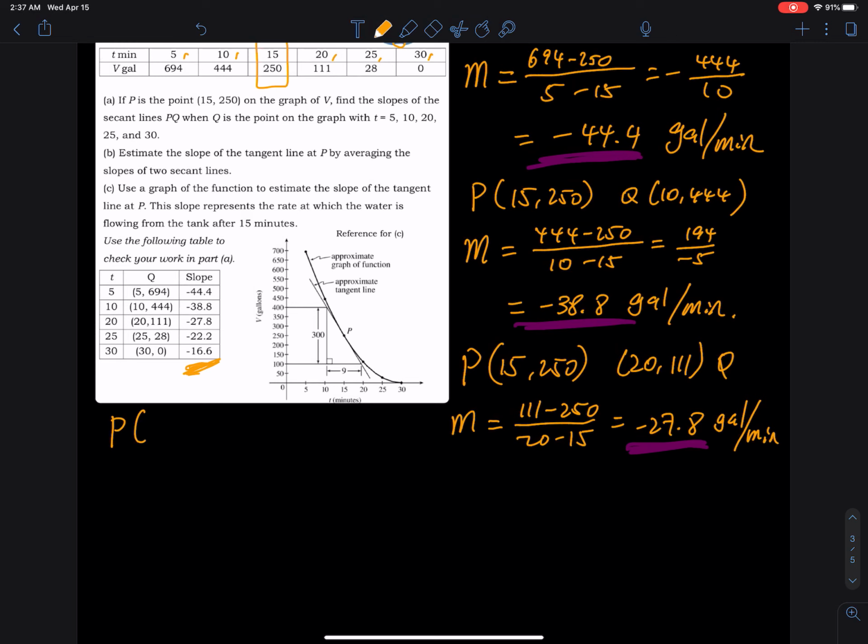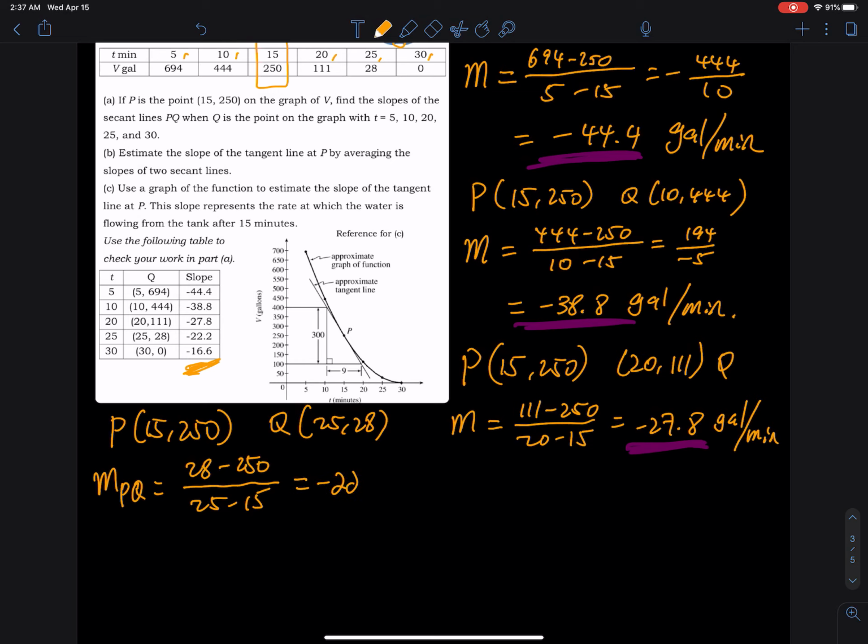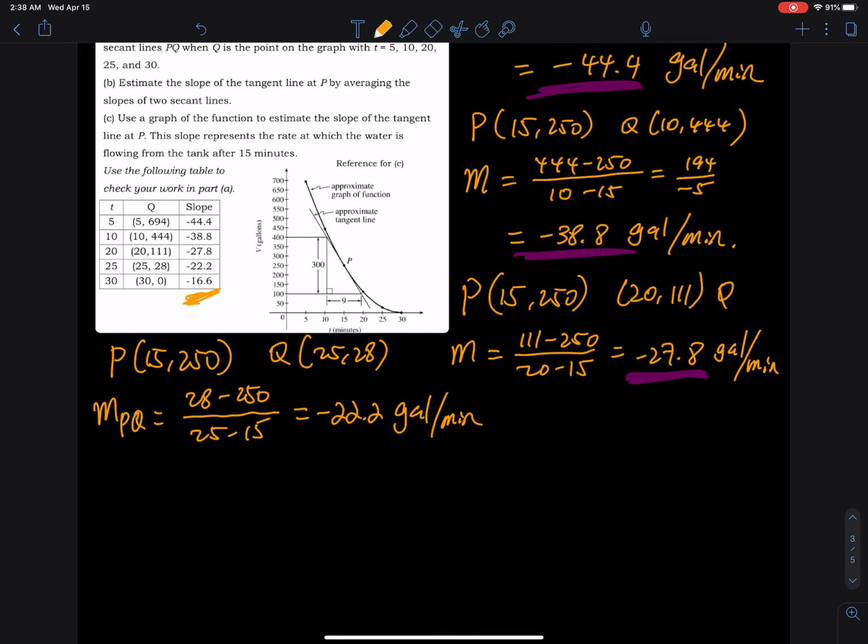So we have P (15, 250), and then Q is (25, 28). So we are almost there. (25, 28). So m_PQ is 28 minus 250 divided by 25 minus 15. So that is negative 22.2 gallons per minute. So as you can see, the water is leaking at a slower speed.